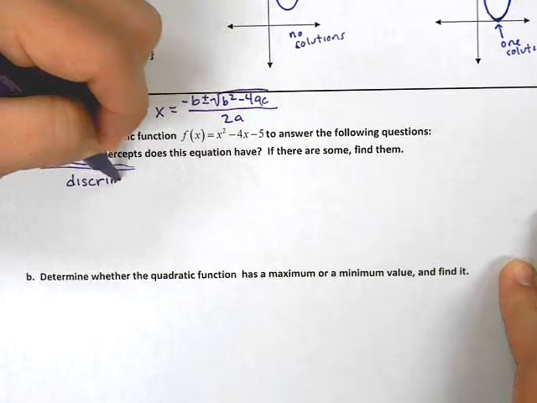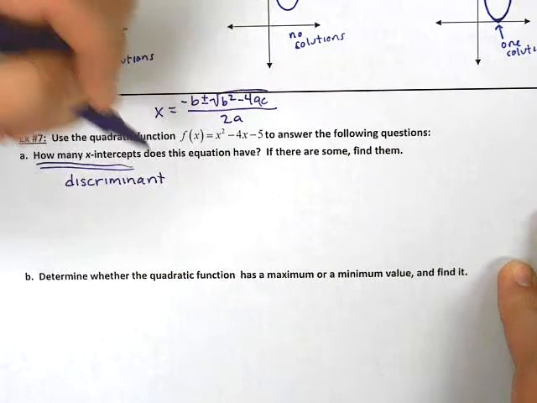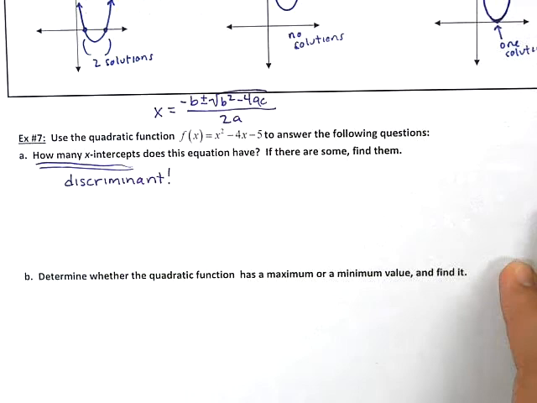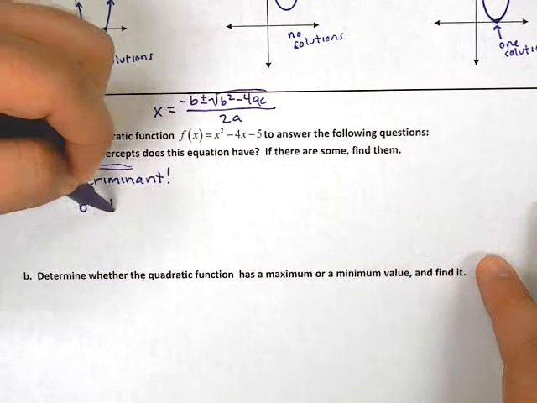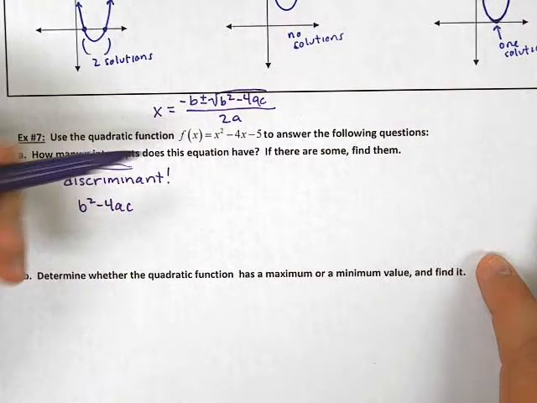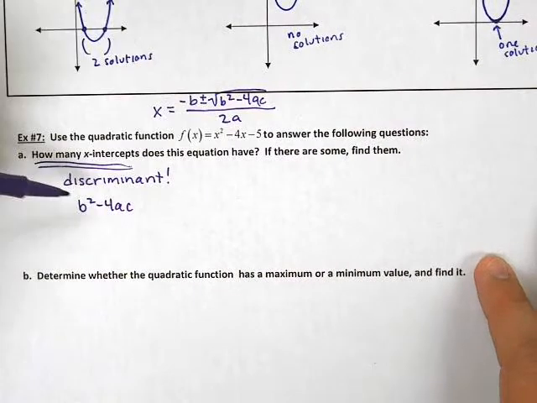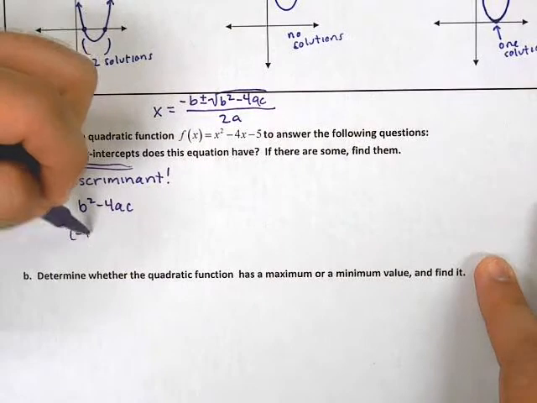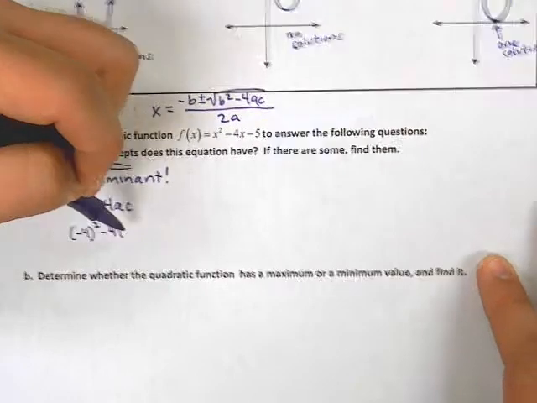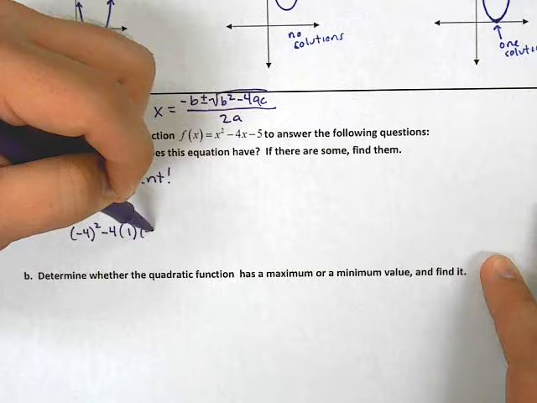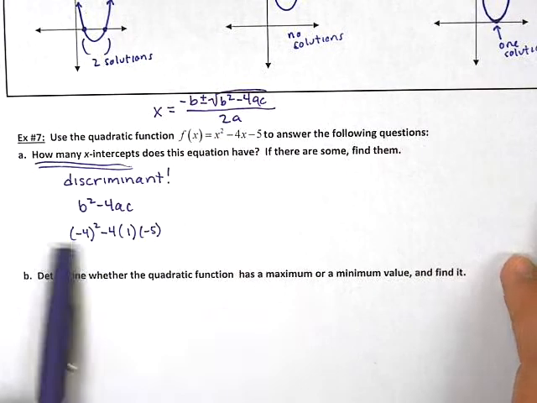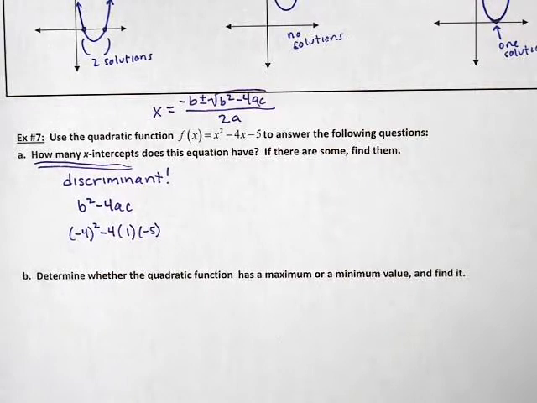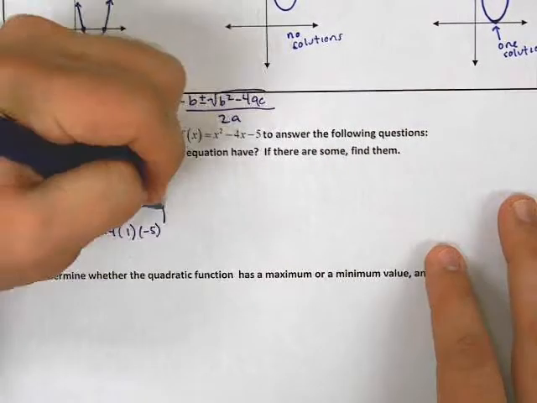Let's rewind a second. If we want to know how many, we're doing the discriminant, okay? So b squared minus 4ac, and then let's plug in. Okay, so negative 4 squared minus 4 times 1 times negative 5. All I did was I took my a, my b, and my c, and we plugged in. So this we can do. I'm going to come back up here now, though.